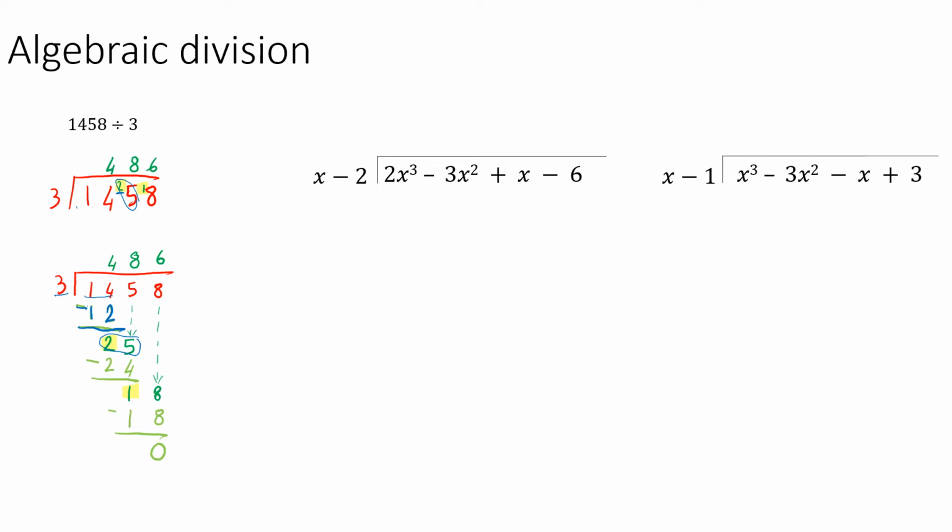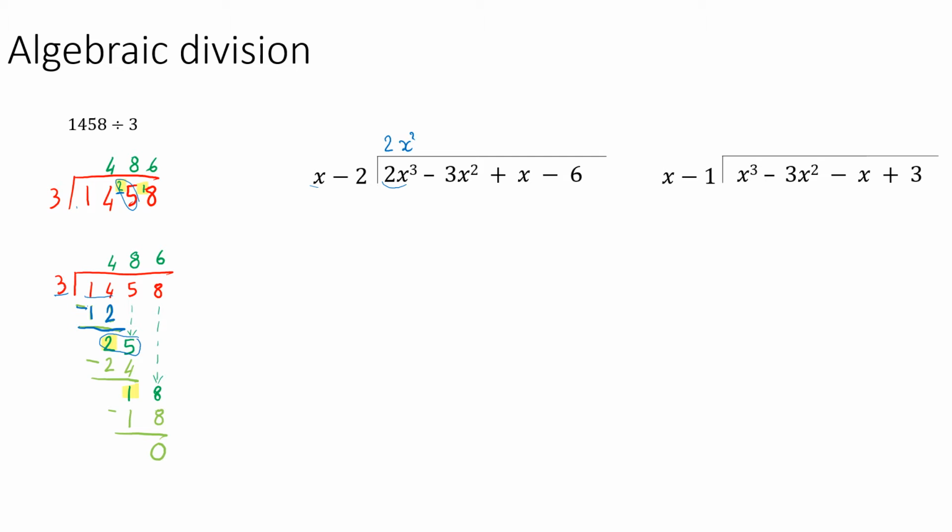So when you're going to do your algebraic division, you're going to have the same thought process. So let's look at the division in the middle first. The lead term here, the term with the highest power, is 2x cubed. And you need to divide it by x minus 2. So you are first going to focus on this x. So 2x cubed divided by x, what is left? Well, 2x squared, because if you have 2x squared multiplied by x, that gives you 2x cubed. So you found your first term.